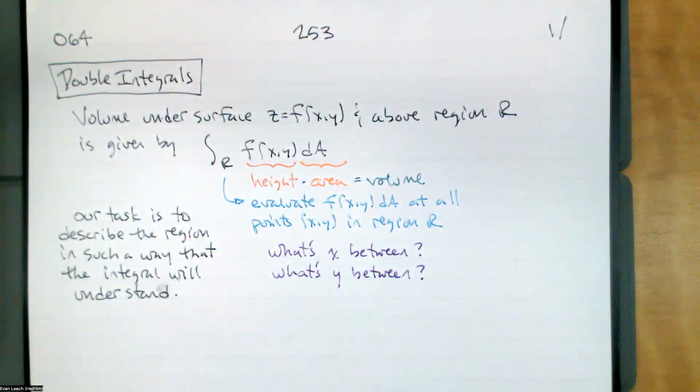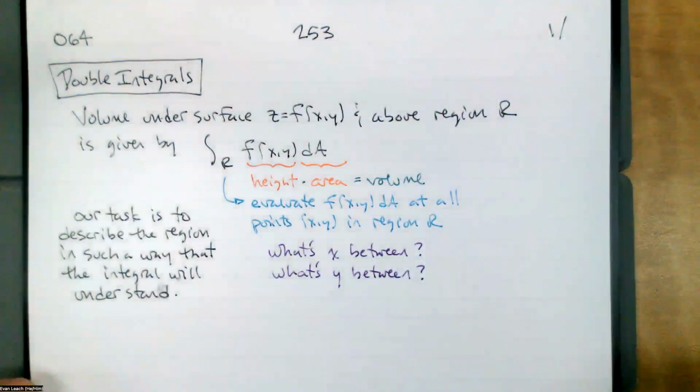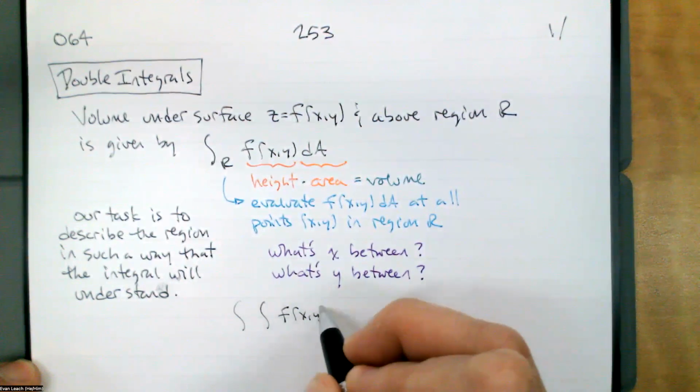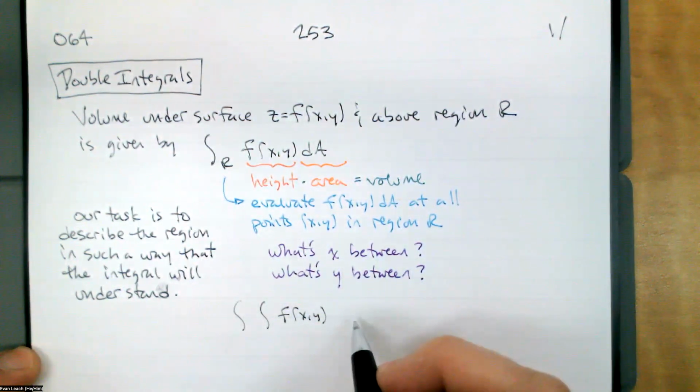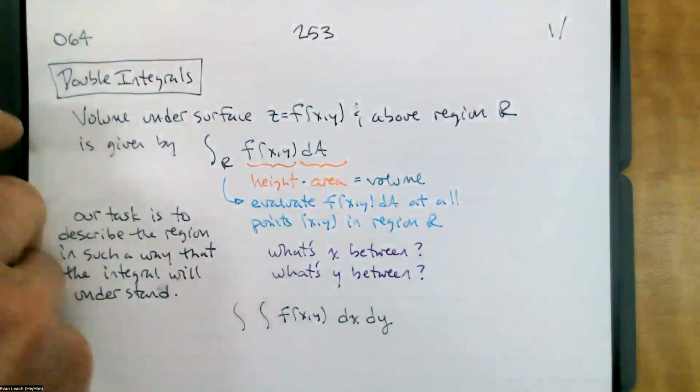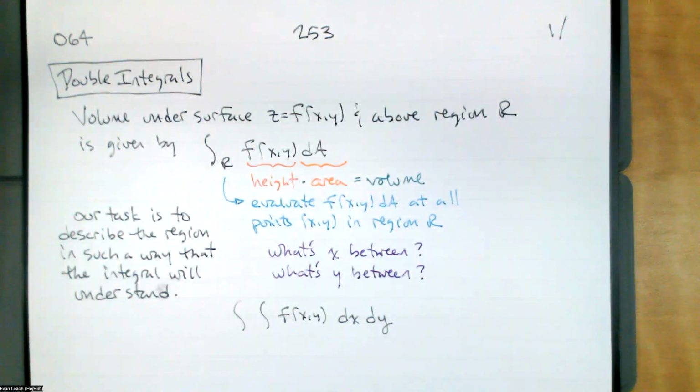So here's how we're going to describe the region for the integral. We're going to say what's x between and what's y between. This is the double part of the double integral. The tricky part is that x and y are not always going to be between constants. We're going to break our integral into a double integral, and we're going to separate dA into a dx and a dy.